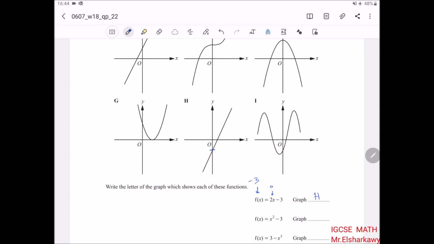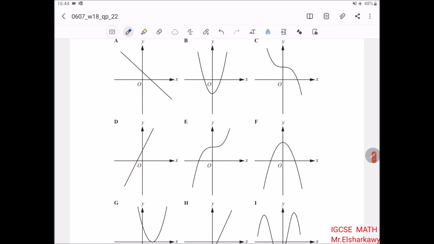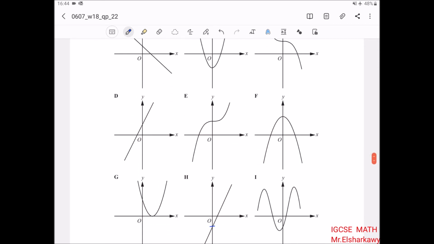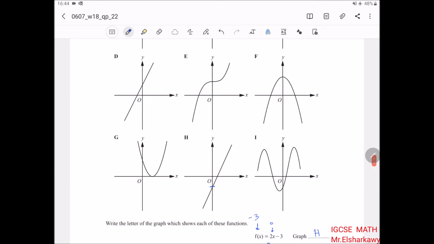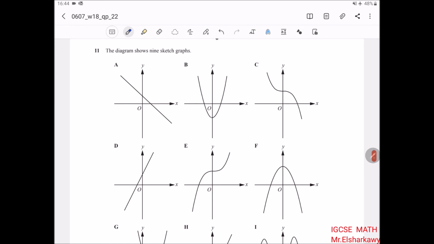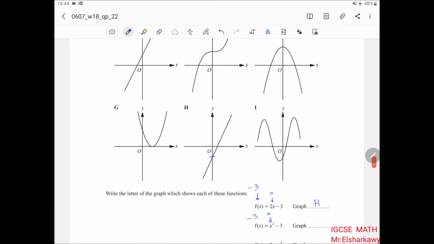The second one is x squared minus 3. So we know the curve of x squared looks like either B or G. So here if we substitute x is 0 to know the y-intercept, we also get that the y-intercept is minus 3. So it will be B, as here the y-intercept is minus 3. So the answer is B.